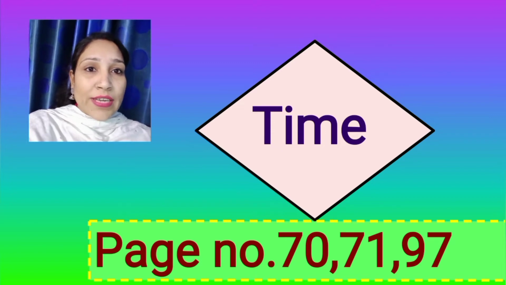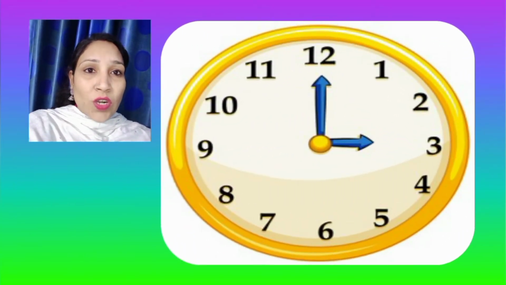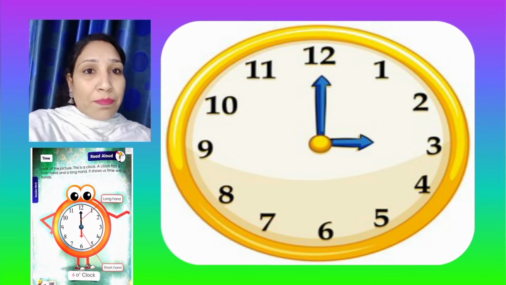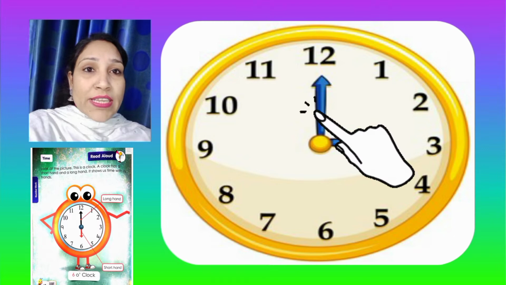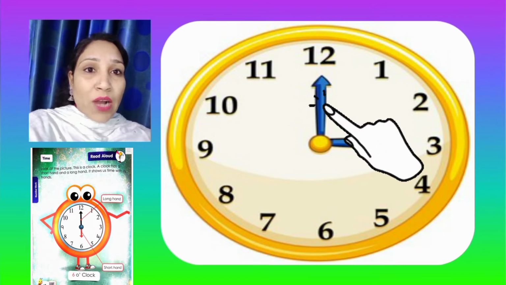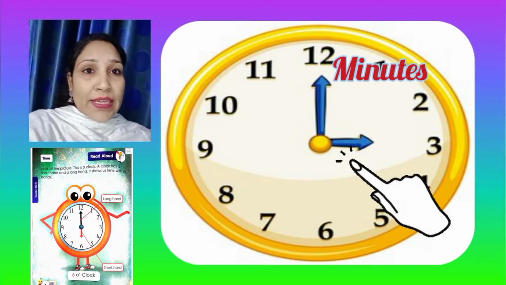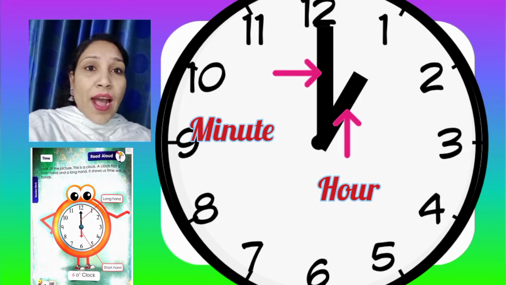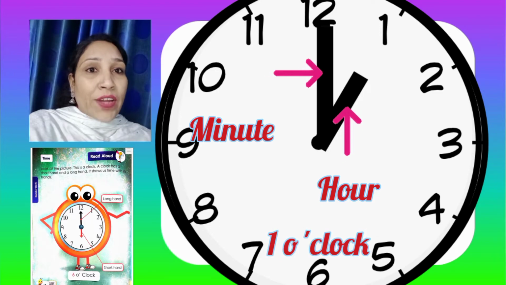Okay, so let's start. This is a clock. It tells about time and it is the face of the clock. It contains numbers from 1 to 12. It has two hands. One is the long hand and one is the short hand. The long hand tells us about minutes and the short hand tells us about hours. Whenever the long hand or minute hand is on number 12 and the hour hand on number 1, we can say here 1 o'clock.